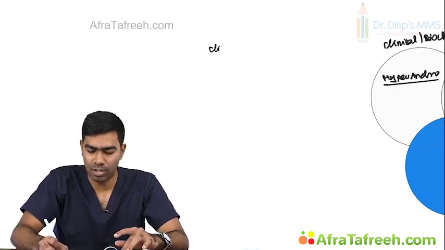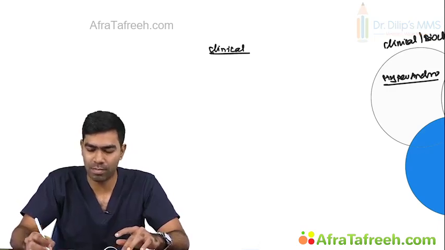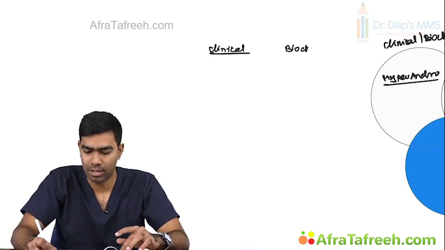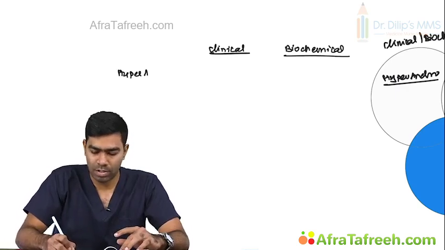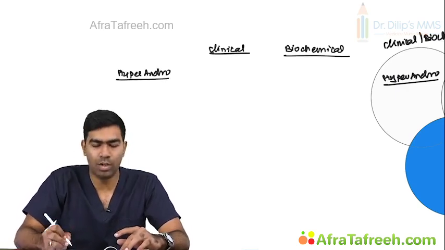How will you define clinical and biochemical hyperandrogenism? Remember, hyperandrogenism is different from something called virilism. Both are different ones. So first, what do you mean by hyperandrogenism? What can excessive androgens in a female do?